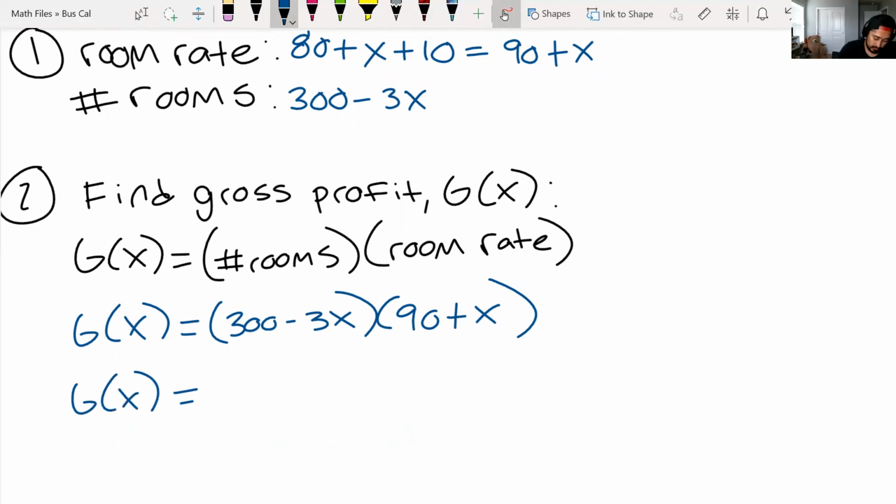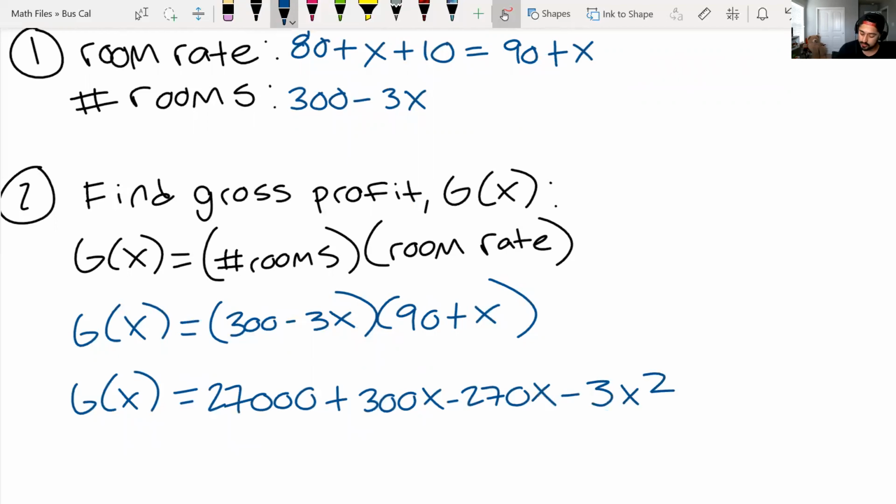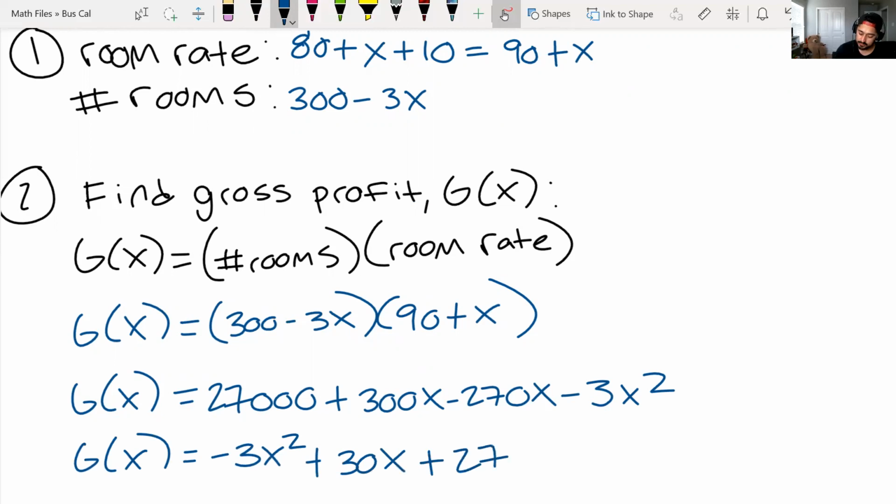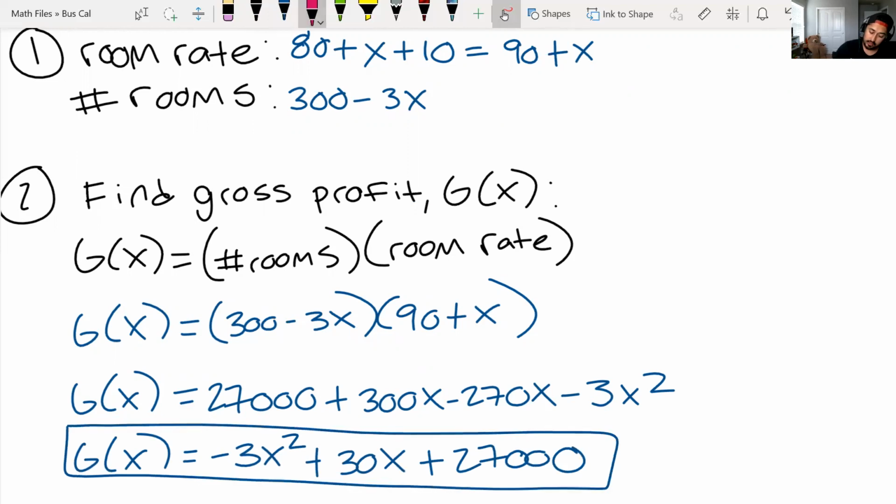G of x is 300 times 90. That is 27,000 plus 300x minus 270x minus 3x squared. Simplify it one more time. Negative 3x squared plus 30x plus 27,000. Here is gross profit.